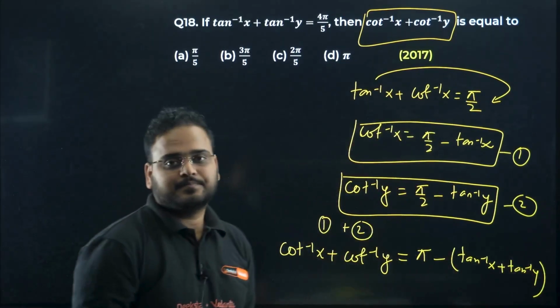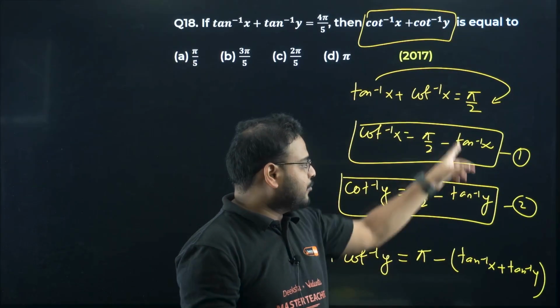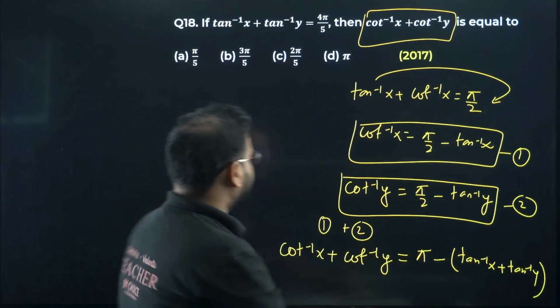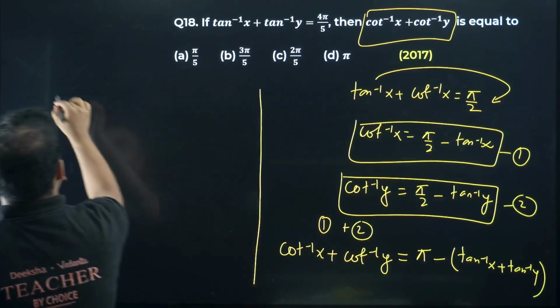Right or not? Yes. There's a minus sign common in both the terms. I've taken that common and I simply added them: tan inverse of x and tan inverse of y. Okay, great. What is my answer?